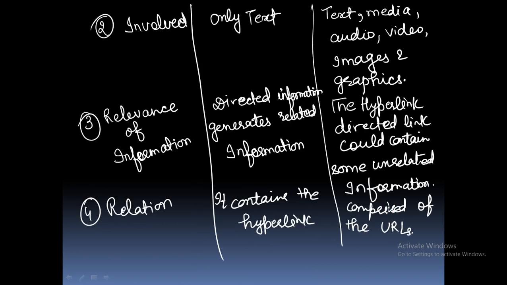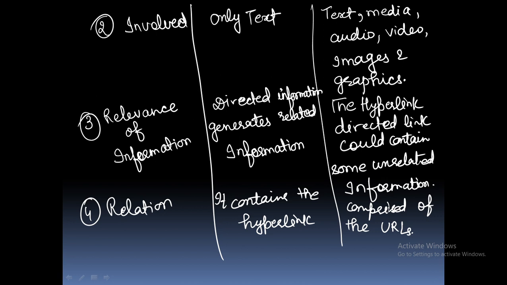And in second point, according to difference of involvement, in hypertext only text will be involved, but on the other side in hyperlink we can include text, media, audio, video, images and graphics, etc. On third point, that is relevance of information. According to relevance of information, in hypertext we can directed information which is generated related to information, but on the other side in hyperlink we can directed the link which could contain some other unrelated information also.